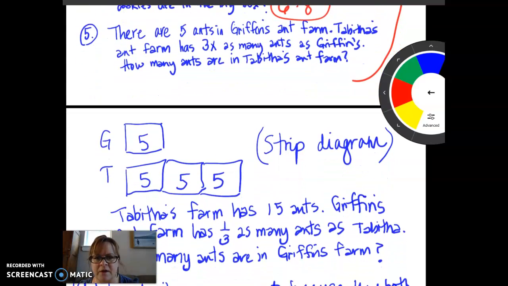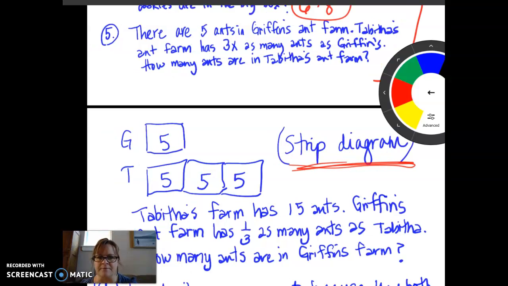To draw a strip diagram, I want to draw that there are 5 ants. I want to draw a strip to represent Griffin, and then a strip that represents Tabitha. And I think you're going to find by the end of this semester that the strip diagram is a super helpful way of looking at not just multiplication problems, but also ratio problems and even some algebra type problems.